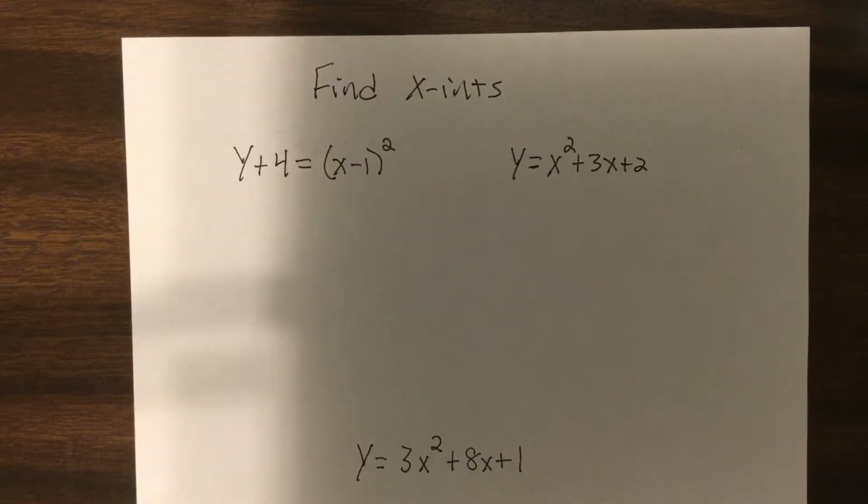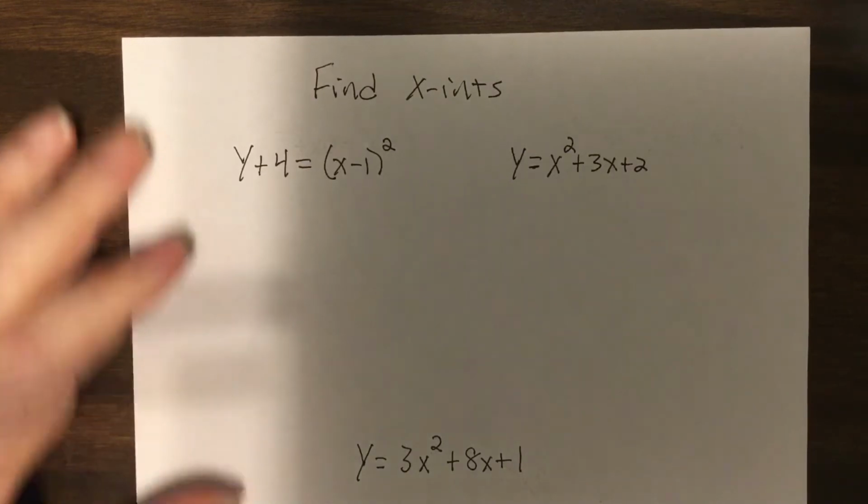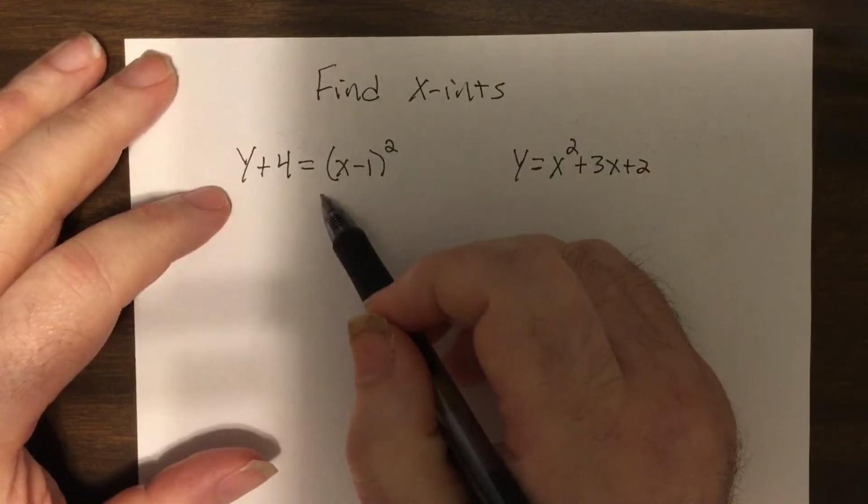Okay, there's different ways to find the x-intercepts depending on the problem. Now, quadratic formula is always an option, but if it's set up to where you can factor it, that's even faster. Or if it's set up this way.